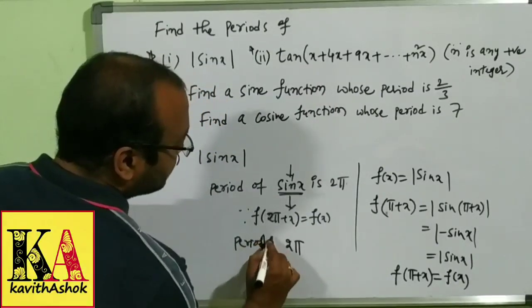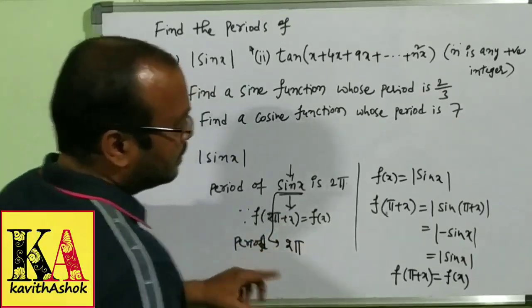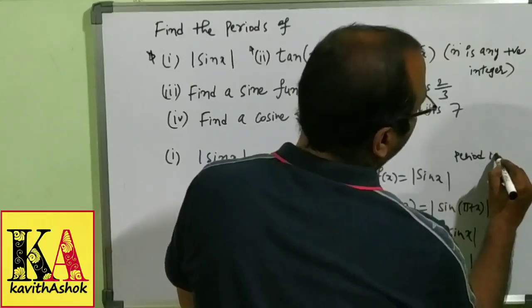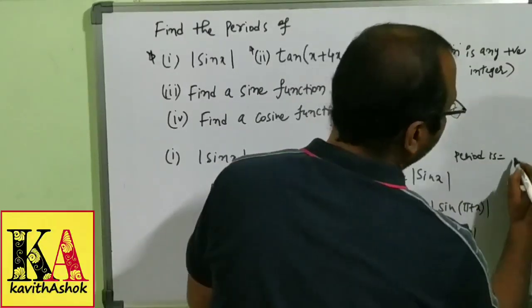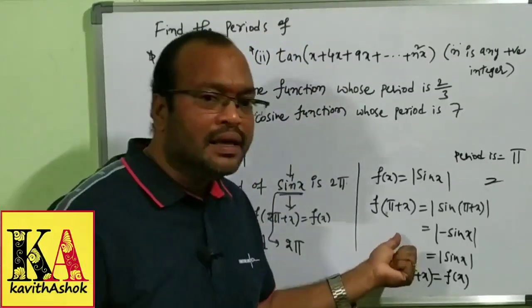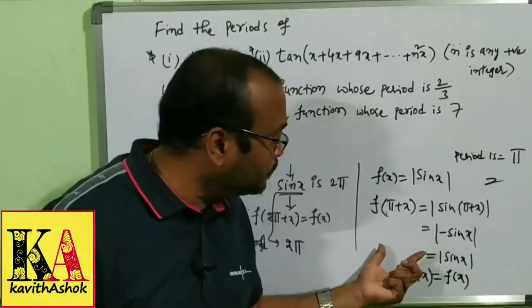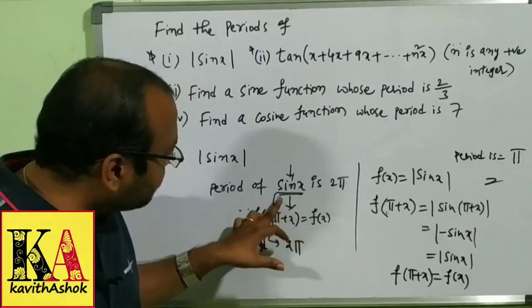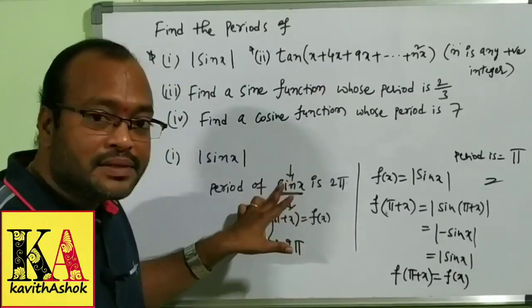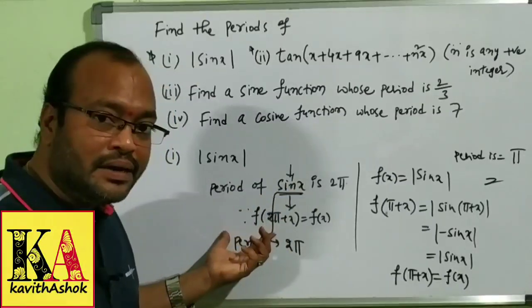Period of sin x is 2 pi. But the period of mod sin x is, what will it become here? Just pi only. That is the difference. This is very, very important in case of MSET also. If we substitute pi plus x, here we get minus sin x. So that's why pi is not the period.